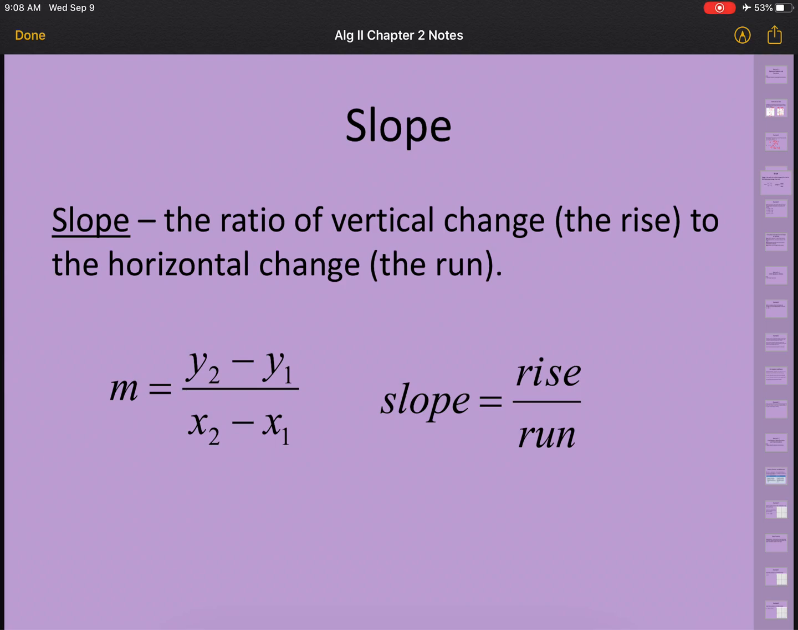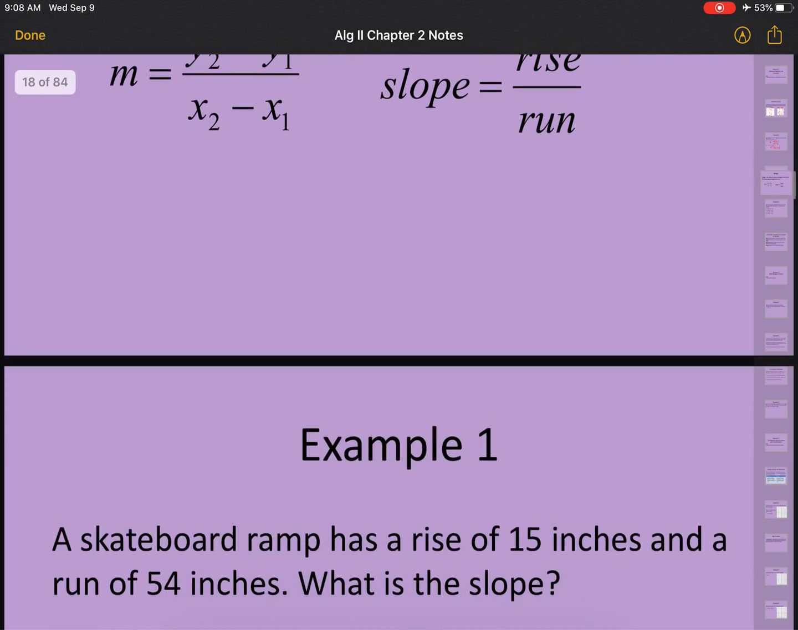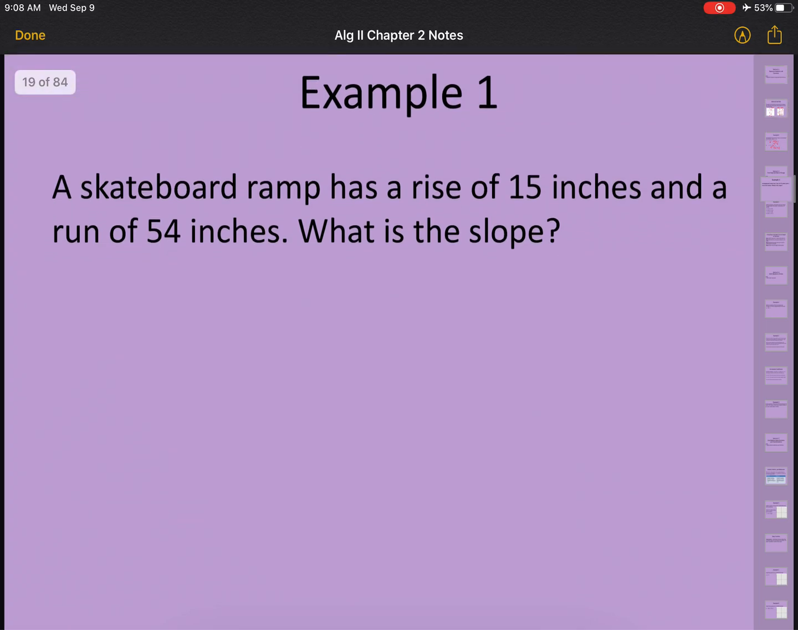So we're looking at ordered pairs or points that have x, y as an ordered pair, and we're plugging those values into this slope formula. So for example, here we have a skateboard ramp, and it has a rise of 15 inches and a run of 54 inches. What is the slope?